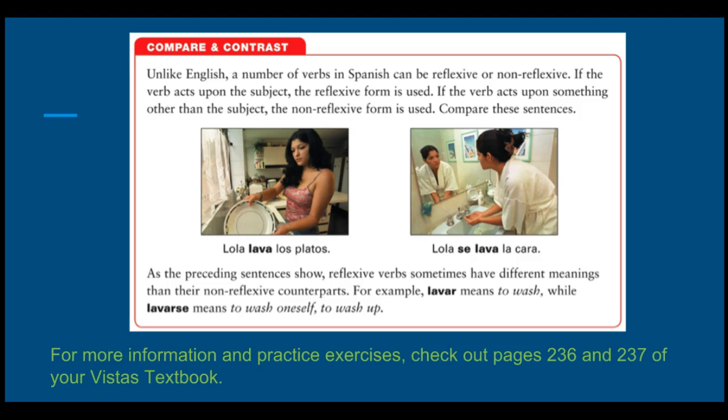However, if you're washing your own face, like in the example on the right, Lola se lava la cara, then it becomes reflexive. So this is something to keep in mind. A lot of verbs that you have been using, you're now going to be using in a different context, just to show that you're doing the action toward yourself or someone is doing it toward themselves.